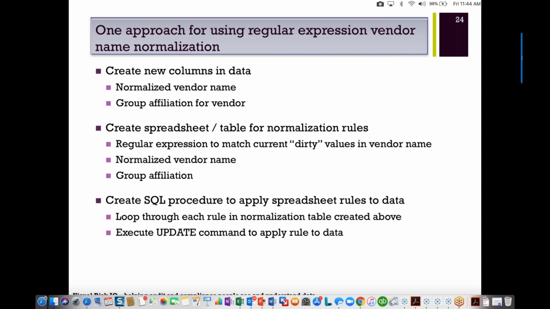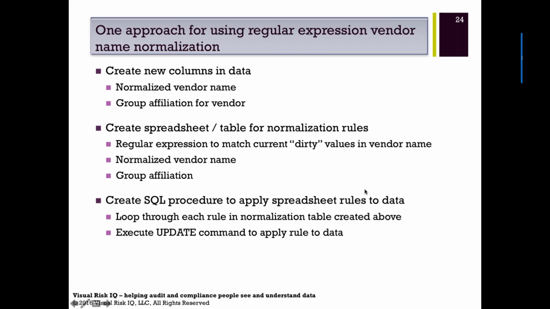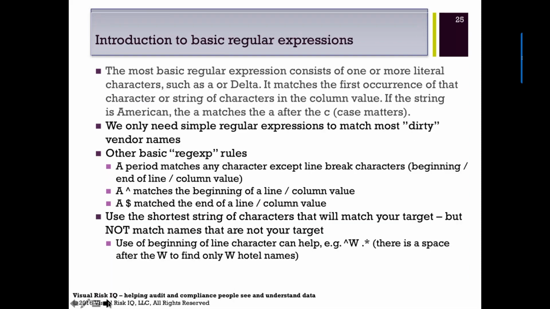And we want to create a couple of new columns for each vendor. We want to create what we call a normalized vendor name or a scrub vendor name. And we also want to identify any group affiliations for that vendor. So in the work that Joe and I do at Visual Risk IQ, we've created spreadsheets, and we have one spreadsheet for hotel names and group affiliation. We have another for airline names and affiliations, and we have another sort of miscellaneous.